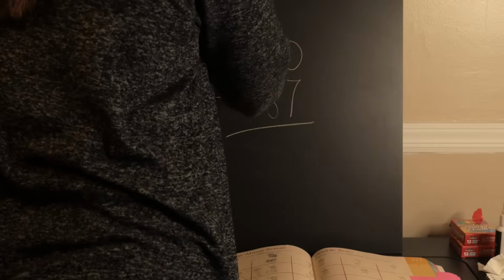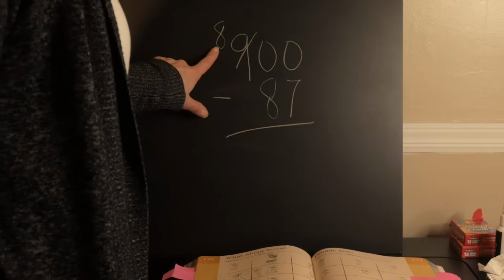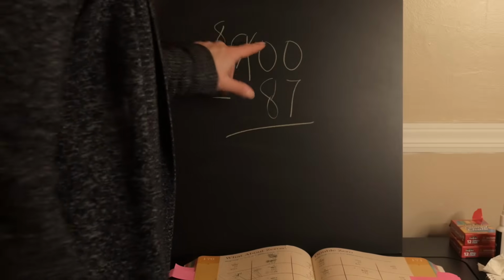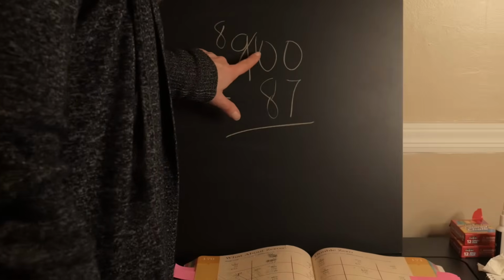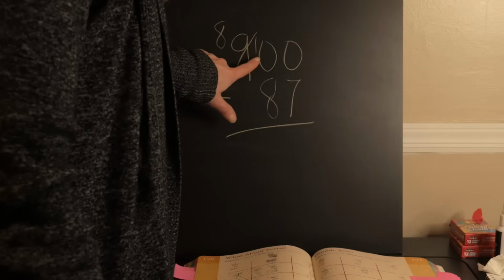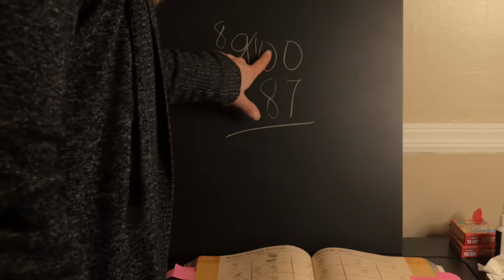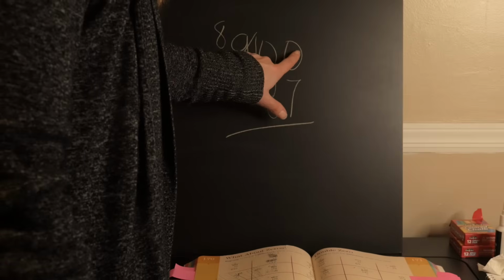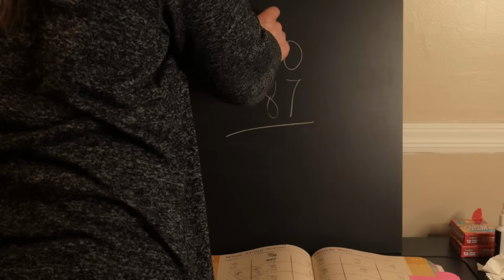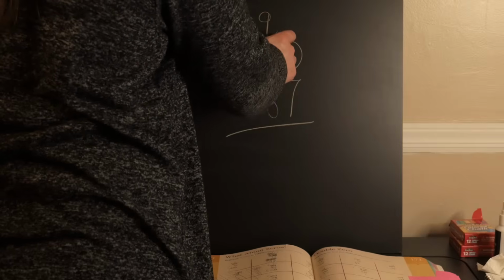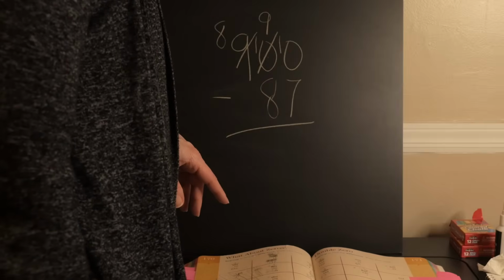So the 9 is going to become an 8. Okay? Now we're going to give to the tens. And the tens column now becomes a 10. And now we can finally borrow from the tens to give to the ones. So we're going to borrow from the 10, make that a 9, and we'll make the 0 a 10. Does that make sense to you?